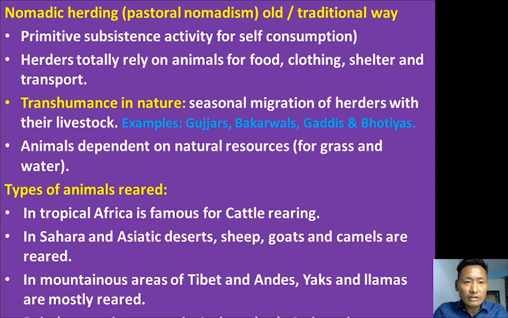Following are the characteristics of nomadic herding or pastoral nomadism. It is a primitive subsistence activity, mainly for self-consumption. Primitive here means a very old or traditional way of rearing and grazing of animals, mainly subsistence in nature, that means mainly for self-consumption purposes. That is the first characteristic.